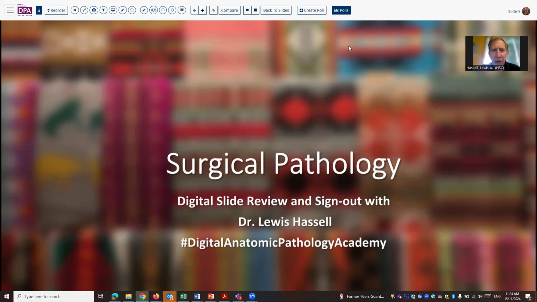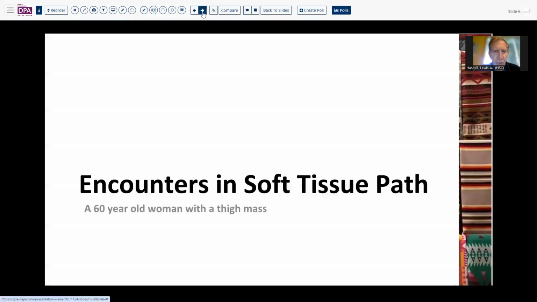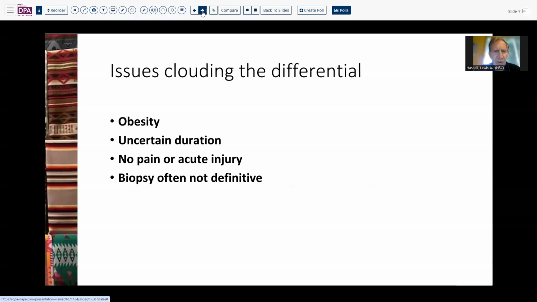We're going to talk today about an interesting case of a 60-year-old woman who has discovered a thigh mass. She's not sure how long it's been there. It's been a little bit uncomfortable, and somewhat palpable, sort of like a roll, as she would say, that she felt. Radiographic imaging, of course, followed, but this was somewhat complicated by the presence of significant obesity and this uncertainty as to duration, the lack of any history of injury. And of course, in some of these situations, biopsy can sometimes be less than definitive.